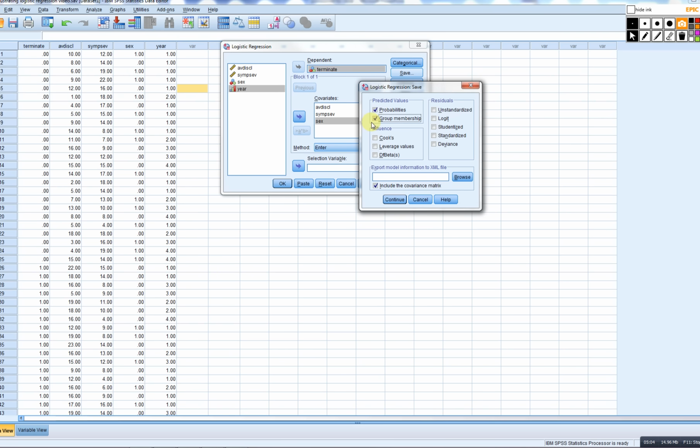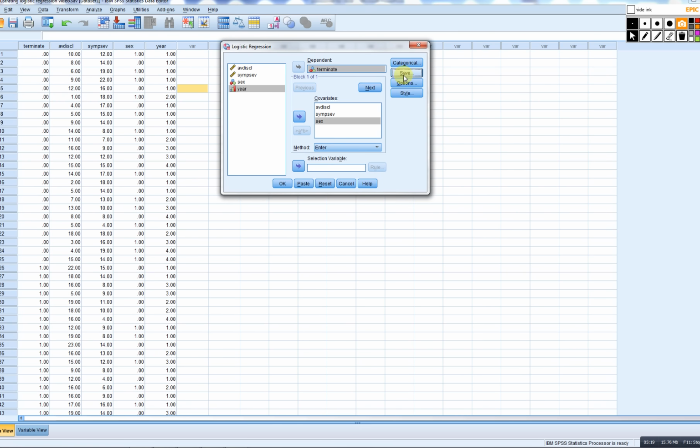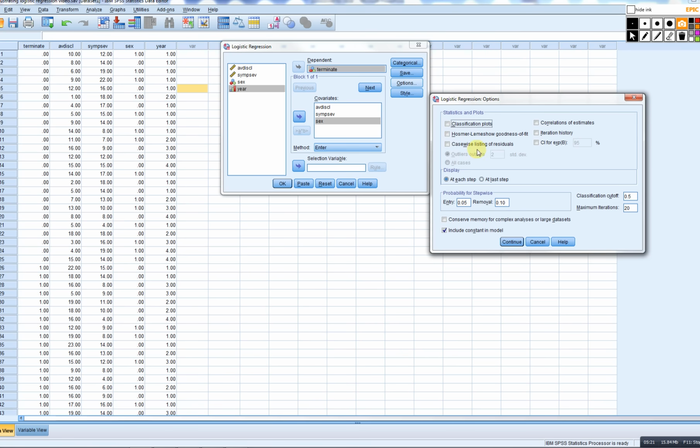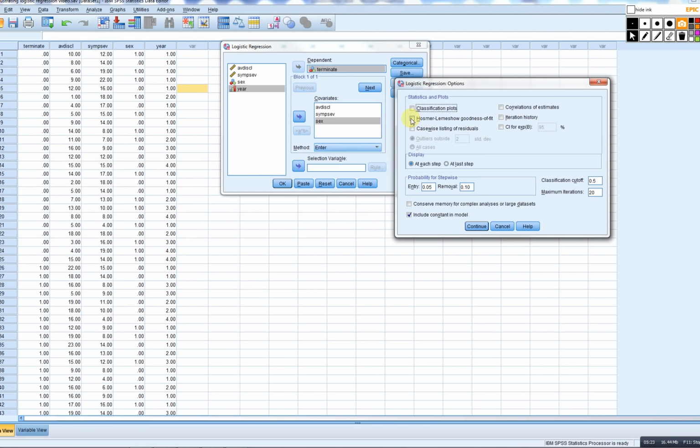If a case has a predicted probability that is less than 0.5, then that case is predicted to fall into group 0, or the non-termination group. So when we click under options, we can ask for various things. We're going to ask for the Hosmer-Lemeshow goodness of fit test and the confidence interval for the odds ratio.